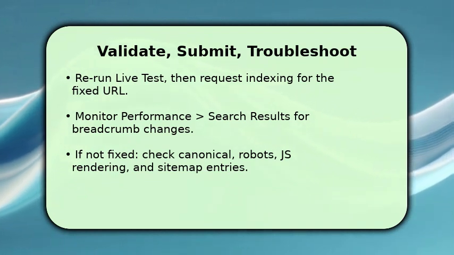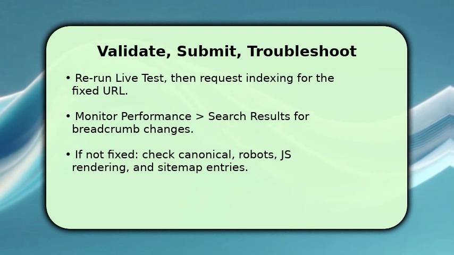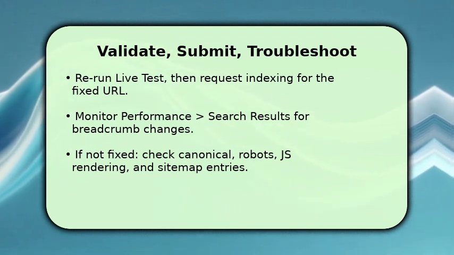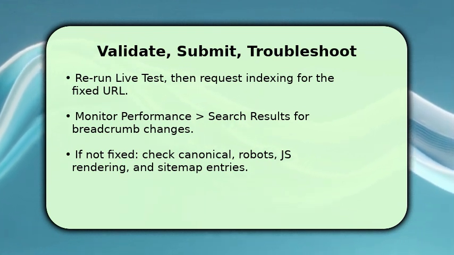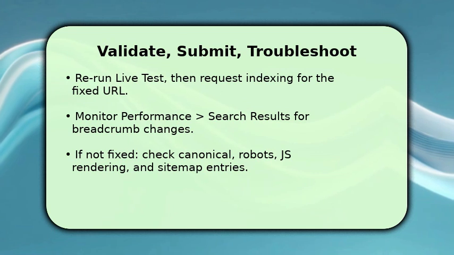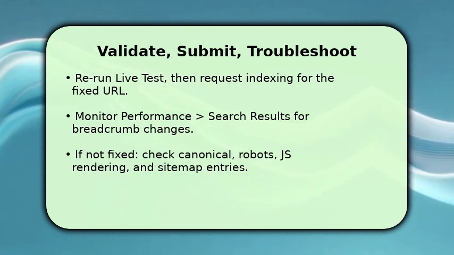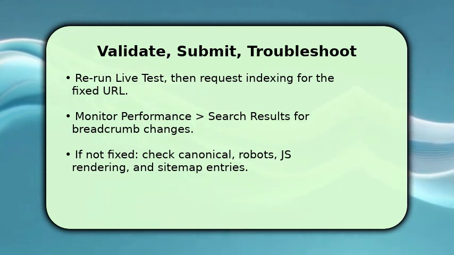Monitor the performance and enhancements reports over the next days for breadcrumb updates in search results. If changes don't appear, make sure the page's canonical points to the corrected URL, robots.txt and meta robots don't block rendering, and JavaScript isn't stripping your JSON LD.